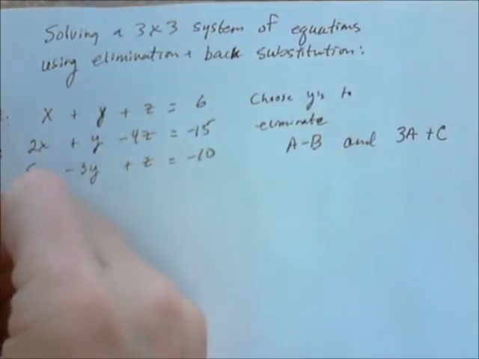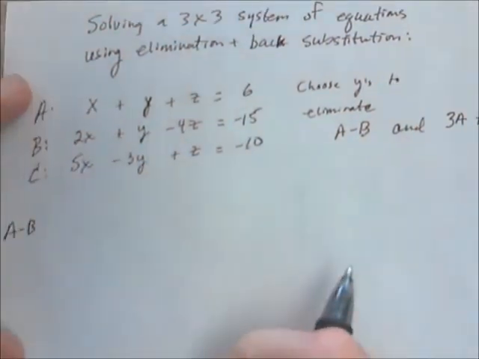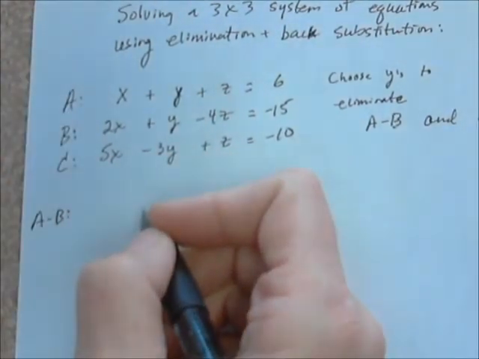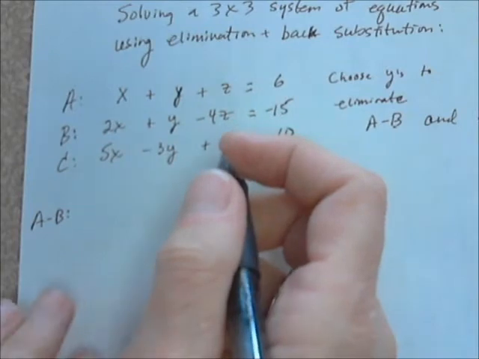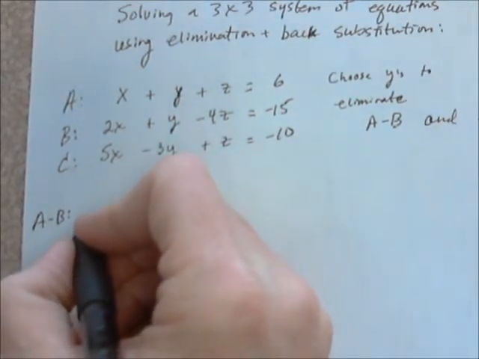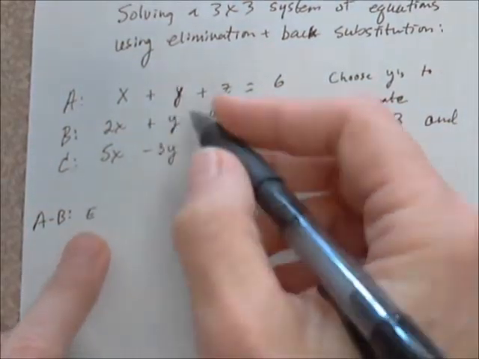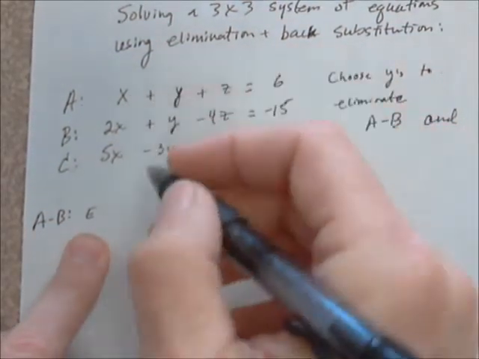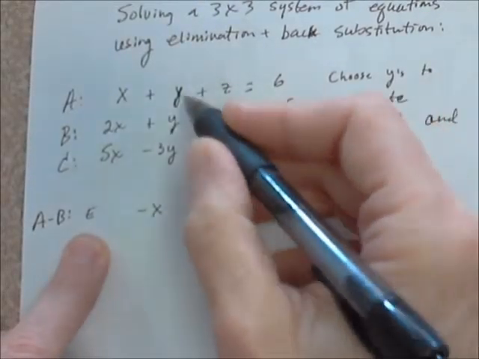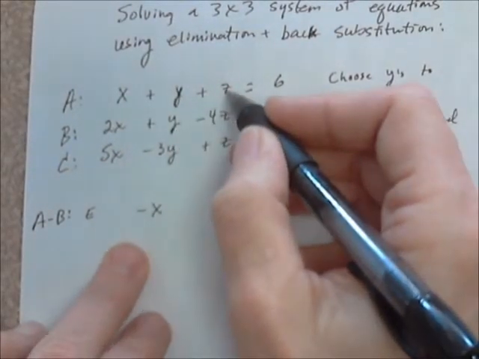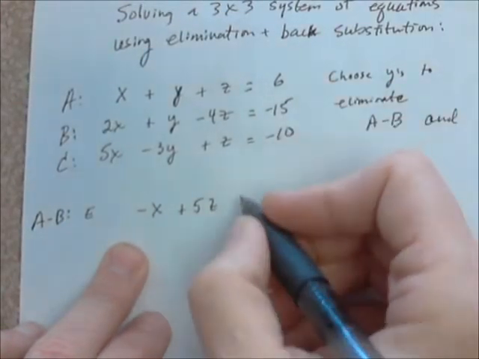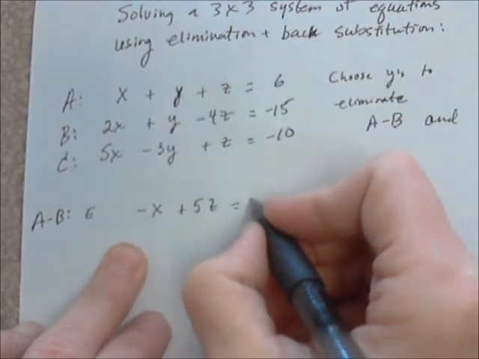So A minus B I'm going to be doing first. And A minus B will give me a new equation with just x's and z's because the y's will be gone. And I like to give this a name too. I think I'll call this equation E. So when I subtract A minus B, I have x minus 2x, which is negative x. The y's go away. Z minus a negative 4z is plus 5z, and 6 minus negative 15 is 21.